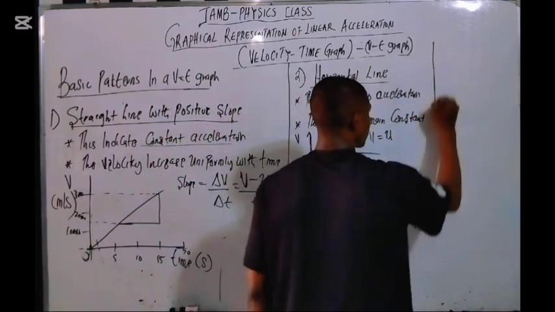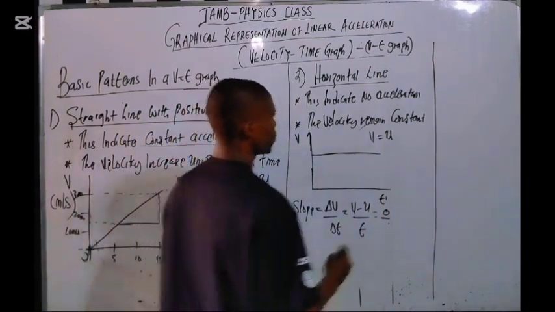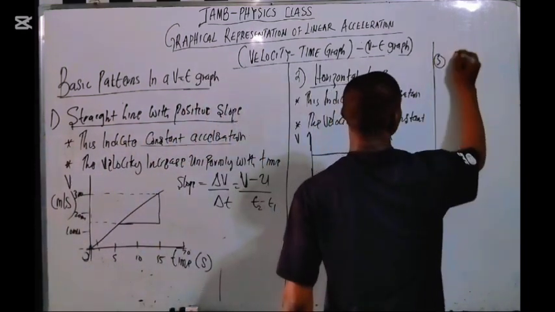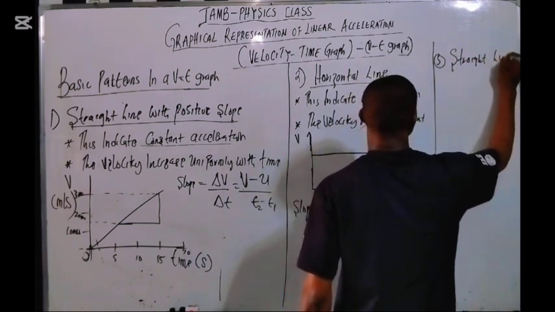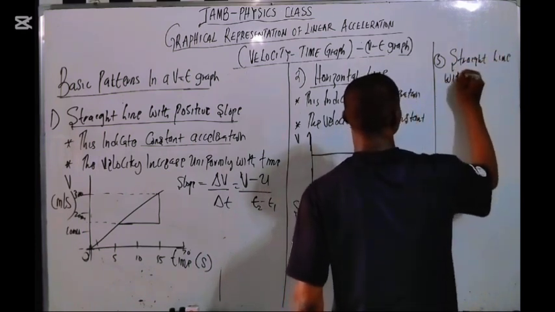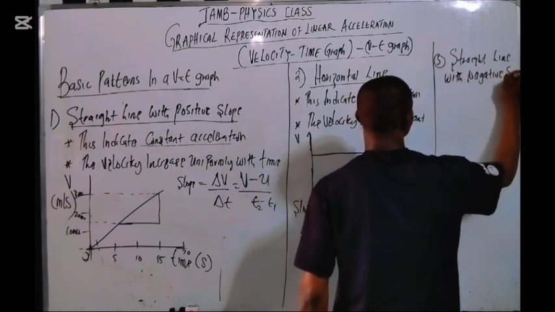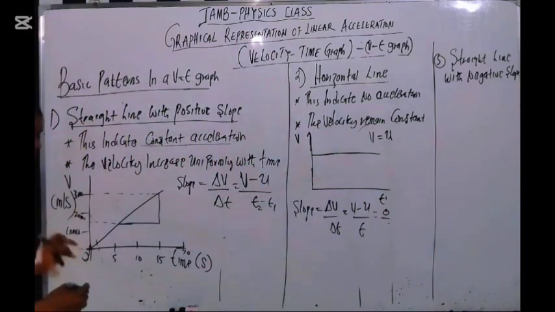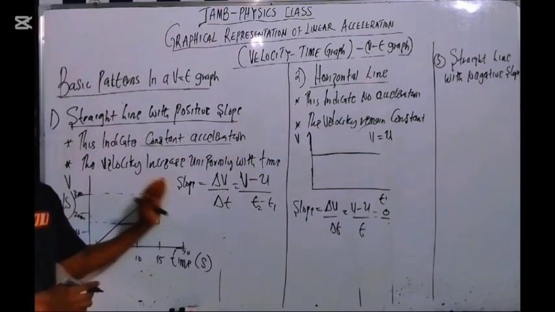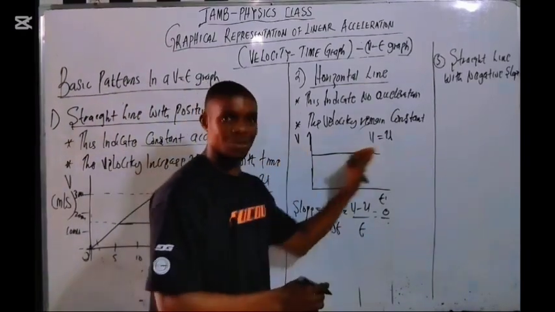Then the last one you want to look at is the straight line with negative slope. Number 3, straight line with negative slope. Right there. Now, from here, the body starts from rest. Right there, the body starts from here, rest. Here, the velocity remains constant.